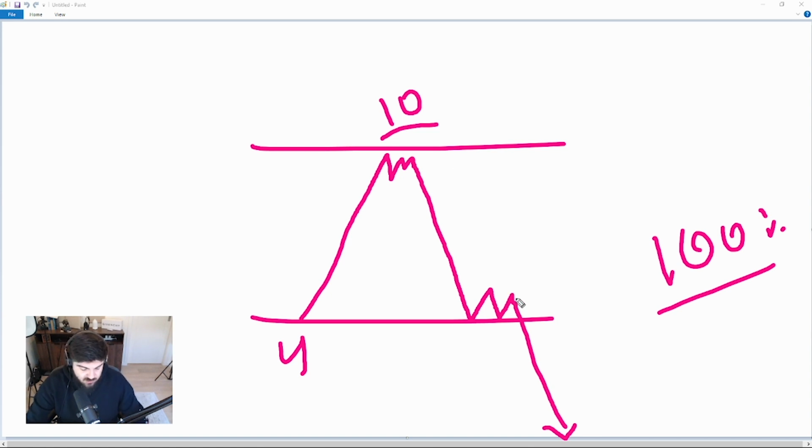hoping for more. The play is always buy the support, slightly above the support, and sell slightly below the resistance. You don't want to wait for the resistance. Sell slightly below it, get paid a little bit less, but you're going to be paid first.